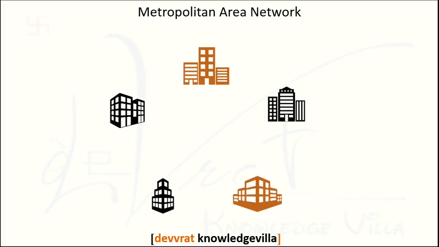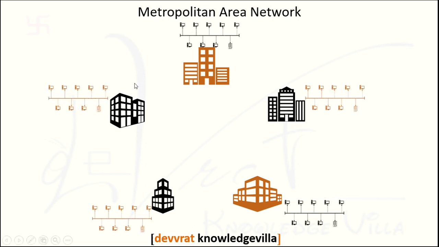Now the next category, that is metropolitan area network. In this case, suppose these are different campuses or different buildings in the city. So every campus has its own local area network. Get it? This is building number 1. It is carrying its own local area network. This is another building which is carrying its own local area network.